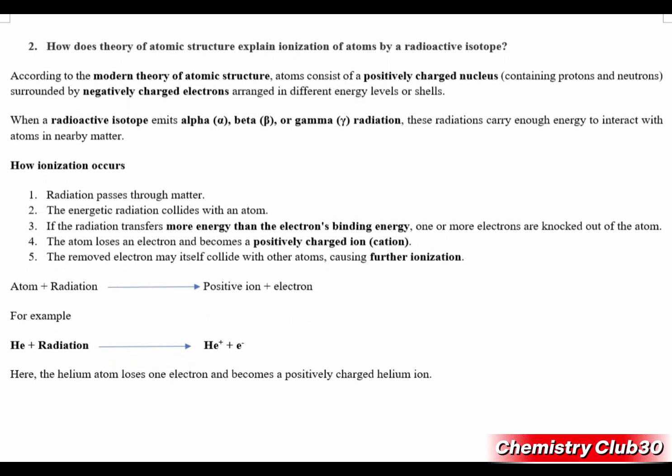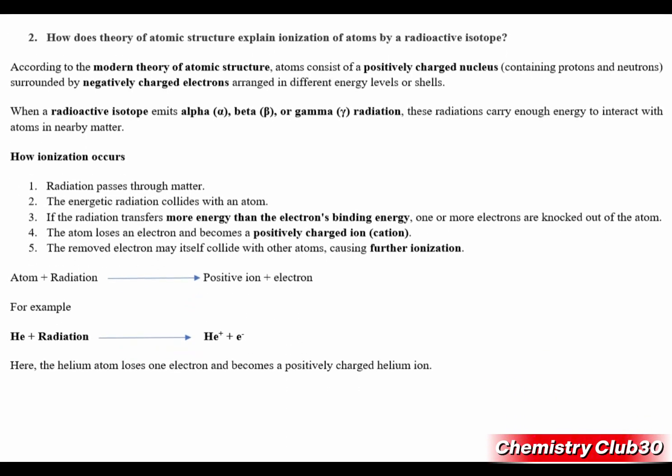Question number 2, how does theory of atomic structure explain ionization of atom by radioactive isotopes? So according to modern theory of atomic structure, atoms consist of a positively charged nucleus that contains protons and neutrons and is surrounded by negatively charged electrons arranged in different energy levels or shells.